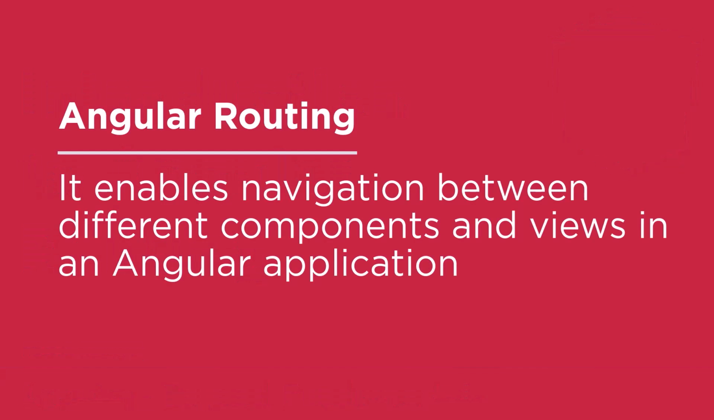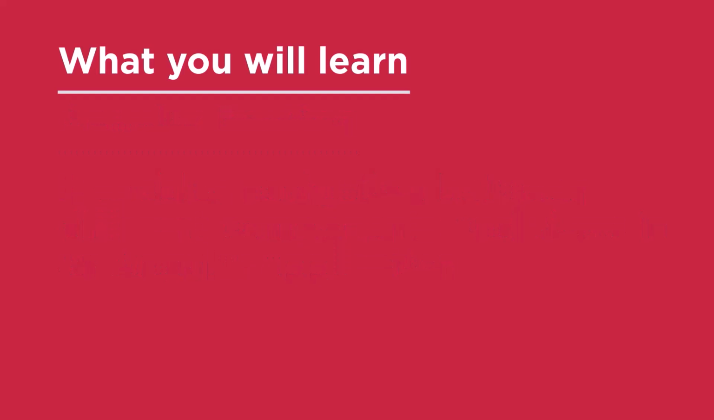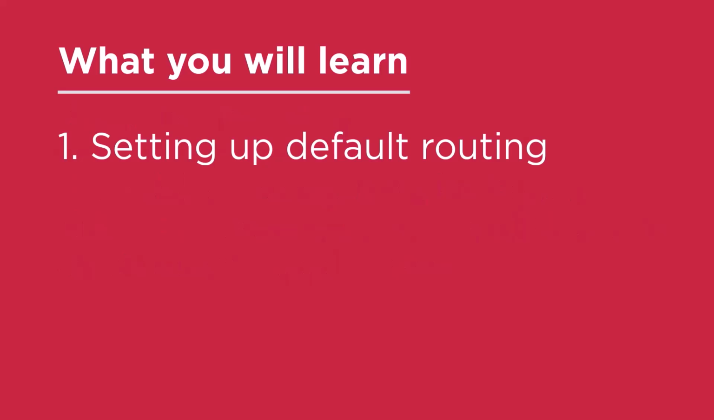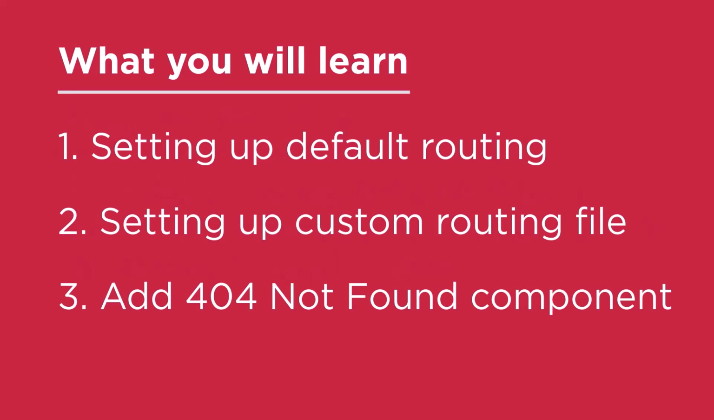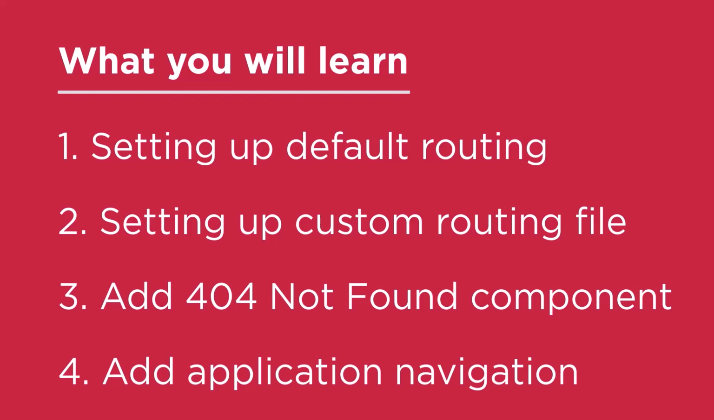Angular routing refers to the concept of navigating between different components or pages in Angular. It allows you to switch between different views based on the browser URL. We are going to first set up routing. Then we are going to set up a custom routing file. Then we're going to add a 404 callback page. And then at the end, we will add all the application route calls.